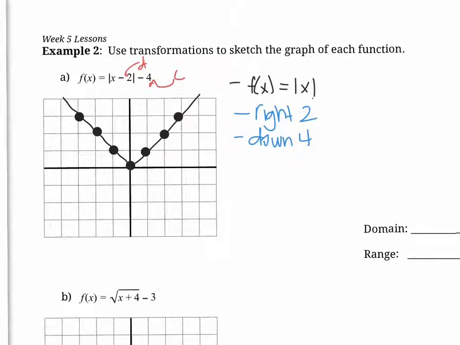Here's what the function is going to look like. I'm going to put arrows at the end. And now all I have to do is take these points and move them right 2 and down 4. Right 2 and down 4. So I'll start with this guy here. We're going to go right 2 and down 1, 2, 3, 4.